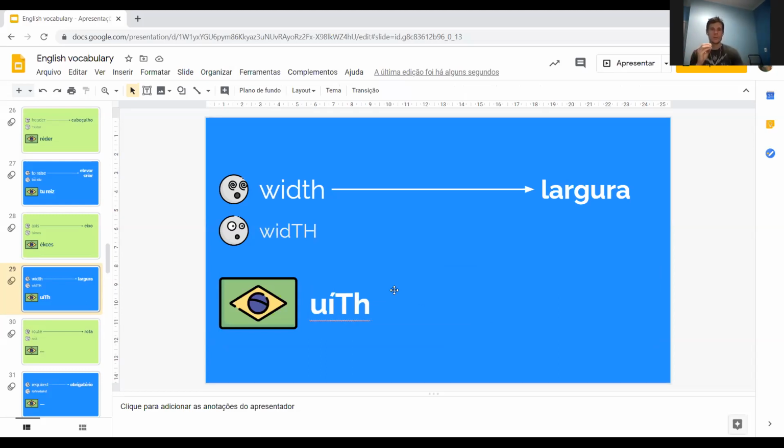Put your mouth in the position to make a D sound after the I. With, and then do the TH. Width. Try to make a very small D sound. Width. It's very hard. The width of this table is 5 feet. The width. It's easier to understand it in a context.